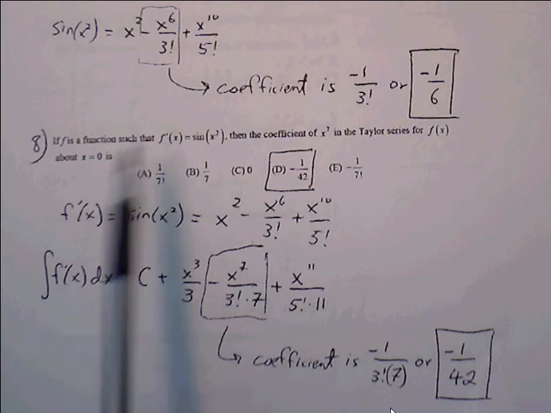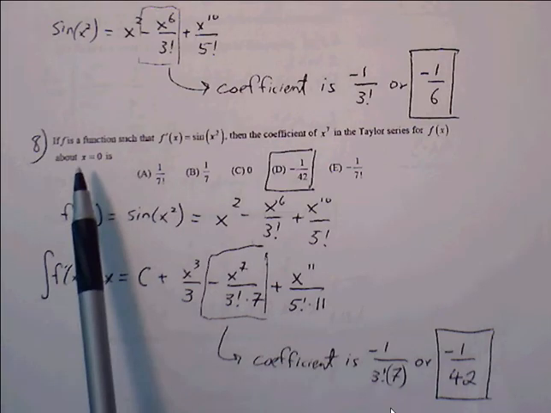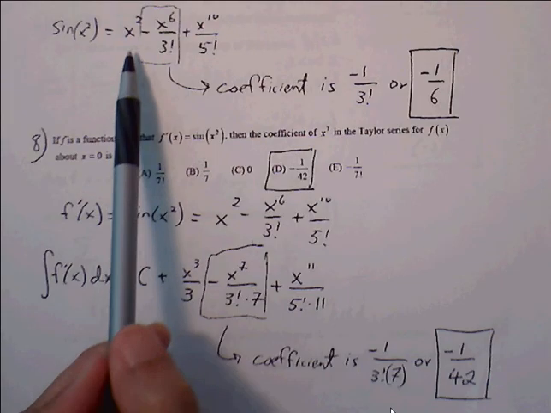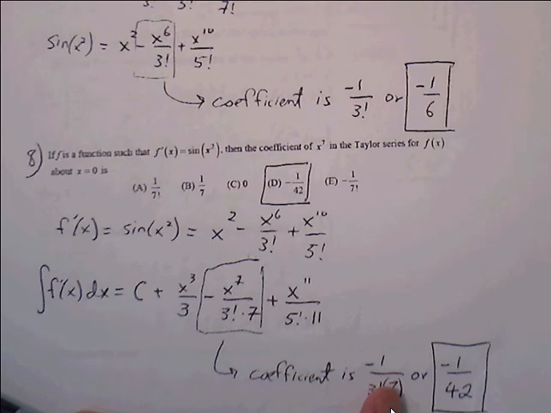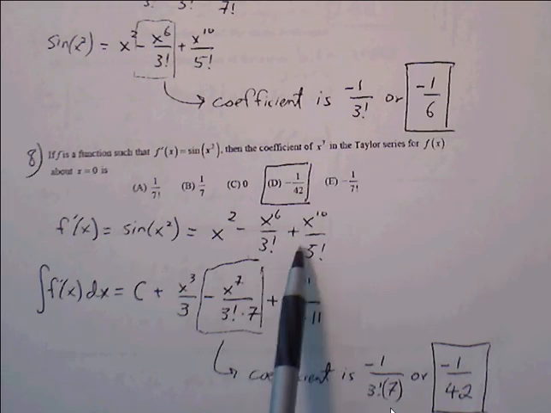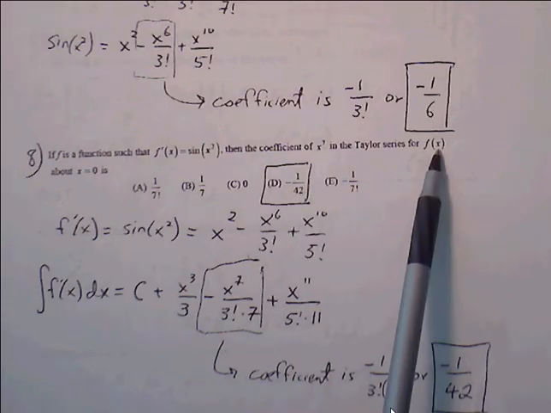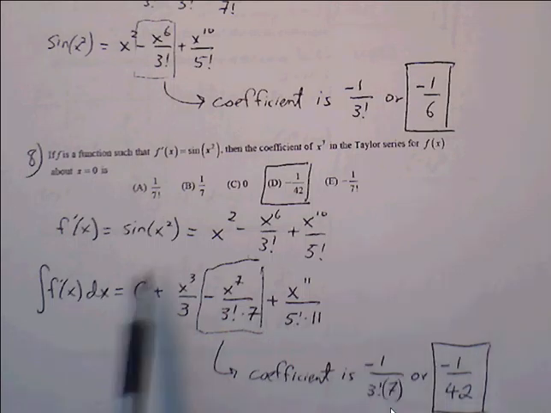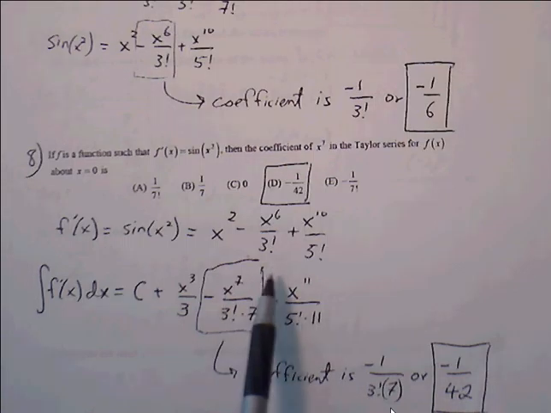Okay, we have f prime being sine of x squared. Then the coefficient of x to the 7th for f of x would be, so let's see, f prime of x is sine of x squared, which if we expanded would be, from above here, x squared minus x to the 6th over 3 factorial plus x to the 10th over 5 factorial. Now we want to find the f of x from f prime. So to get to f of x from f prime, we need to find the indefinite integral.